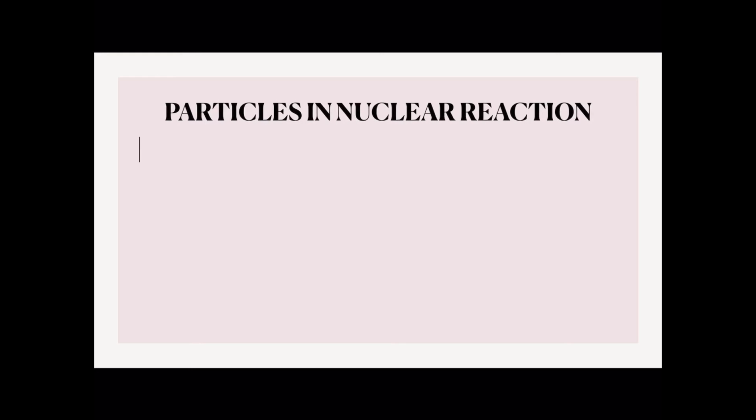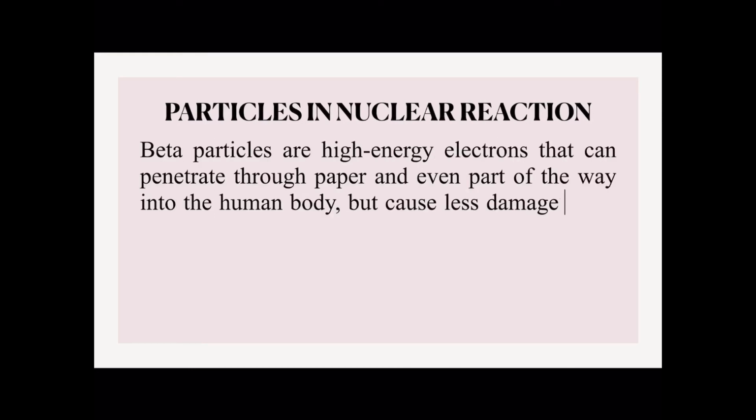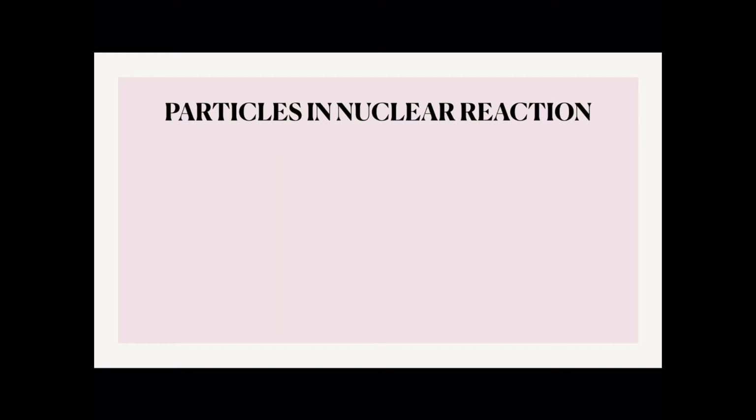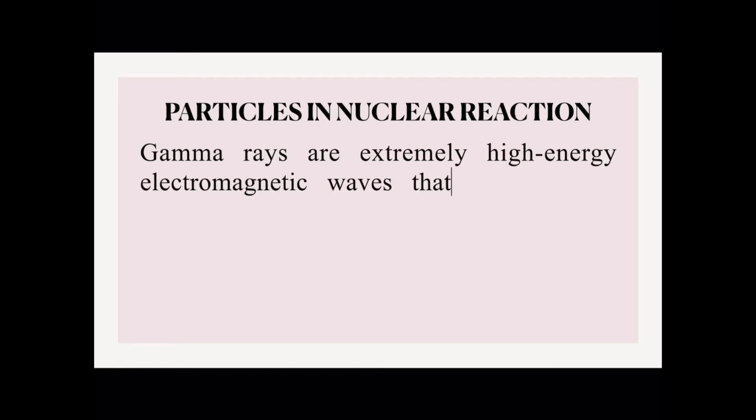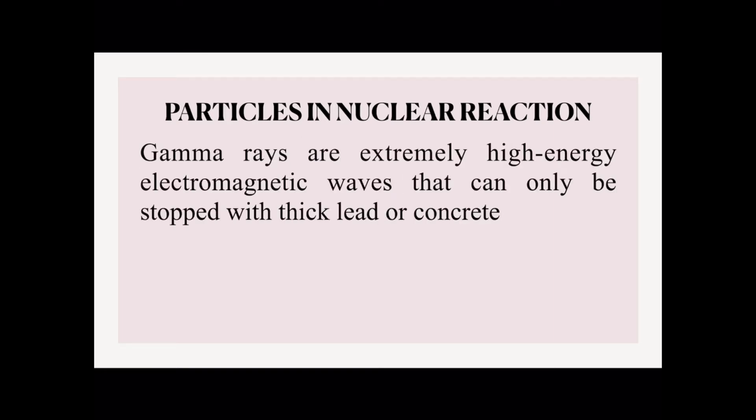Another type of radiation is called beta particles. These are high energy electrons that can penetrate through paper and even part of the way into the human body, but cause less damage when they do. Gamma rays are extremely high energy electromagnetic waves that can only be stopped with thick lead or concrete.